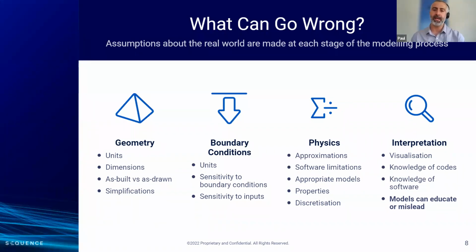Then we might make assumptions about physics in the real world. So heat transfer is an area where we often make assumptions. We might choose to neglect radiation heat transfer or surface-to-surface radiation heat transfer in a heat transfer analysis, but that may be more important than we realize. So being able to check the physics and understand the approximations that we're making, I think it's really important just to be aware.